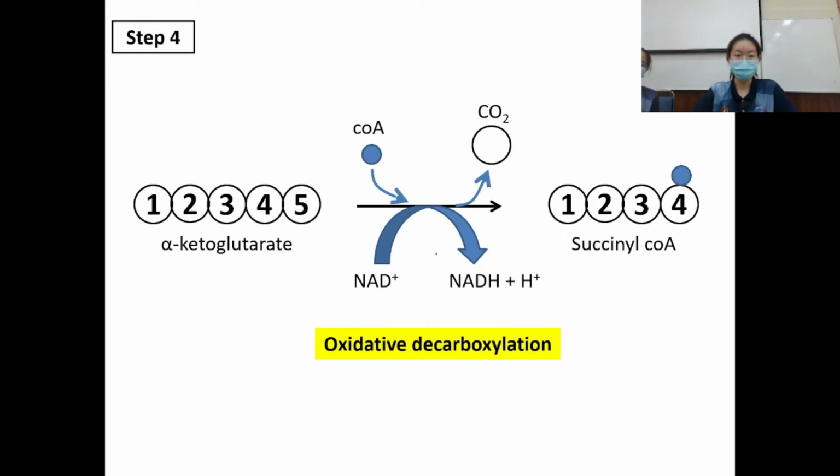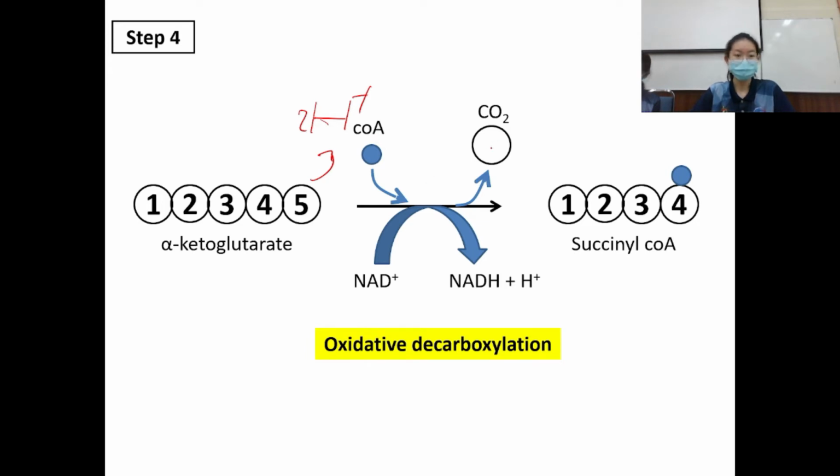Then, the fourth step is also called oxidative decarboxylation. The alpha-ketoglutarate undergoes oxidation and releases 2 hydrogen ions. And these hydrogen ions are accepted by the NAD+ and produce NADH and H+. Meanwhile, the alpha-ketoglutarate also releases carbon dioxide.